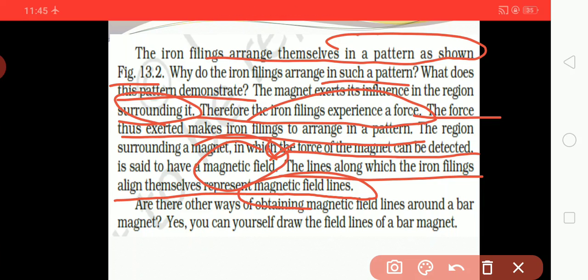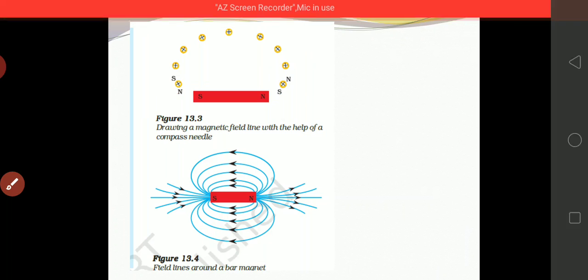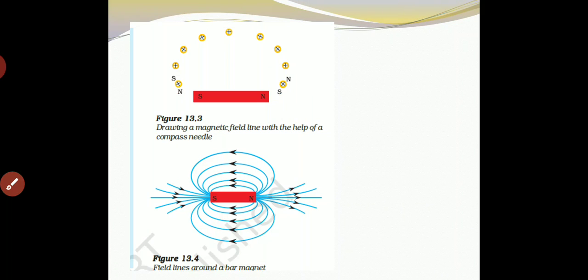Yes, you can yourself draw the field lines of a bar magnet. As you can see, these are the field lines around a bar magnet. This is said to be a field line.